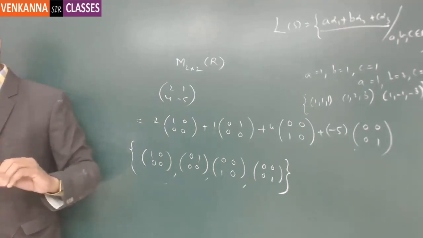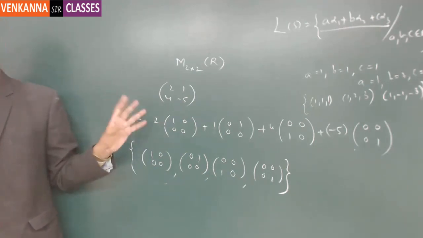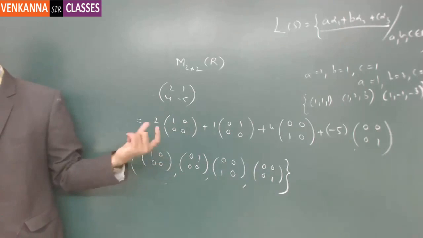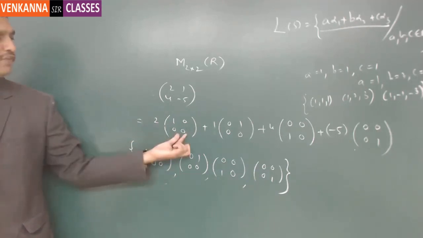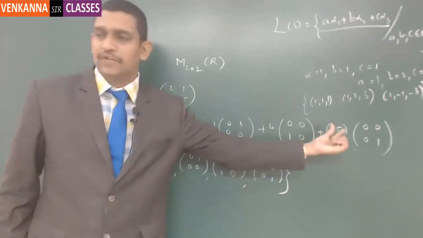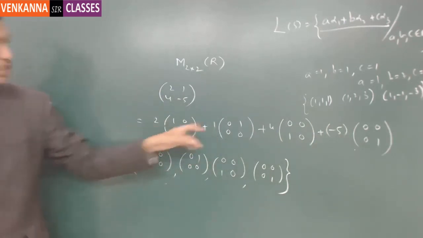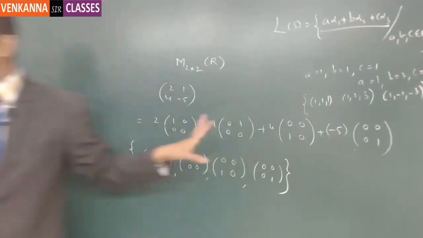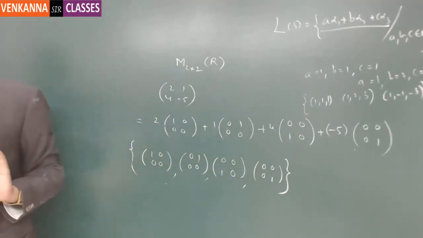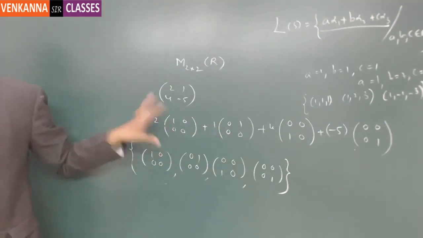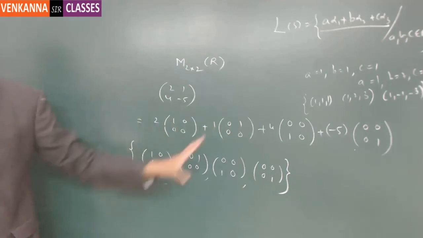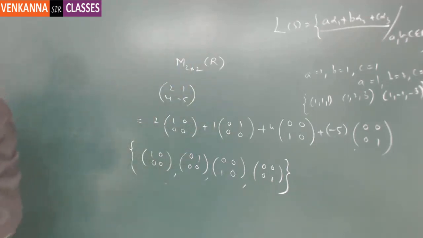My intention is to discuss the idea of linear combination: the sum of the products, number into vector, number into vector, number into vector, is called a linear combination. The vectors you are using here are called the spanning set, because together they constitute the whole space. Okay? Any more doubts?